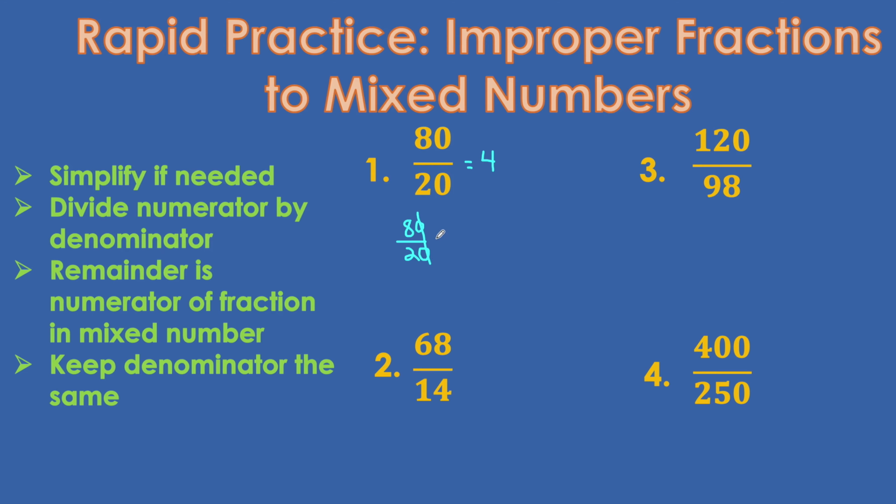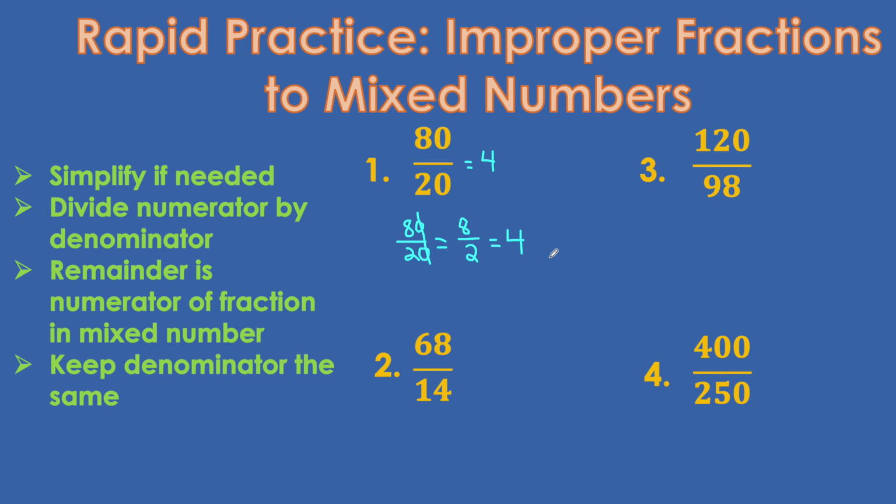Now we just have 8 over 2. And 8 over 2, 8 divided by 2, is just equal to 4. So you get the same answer.